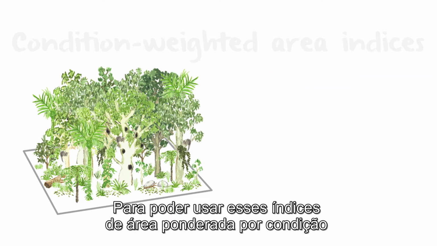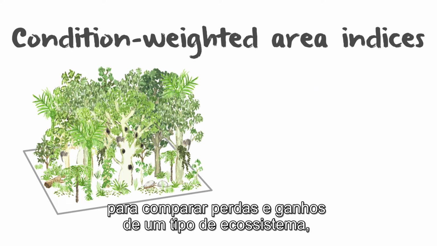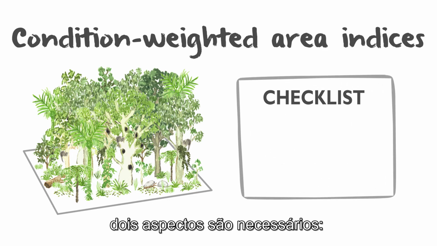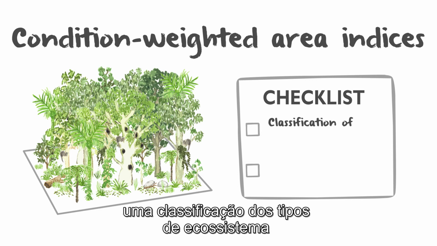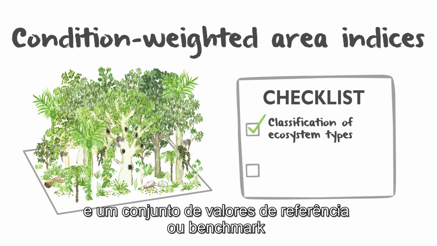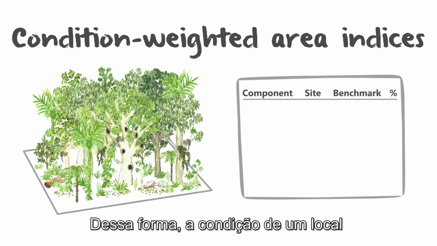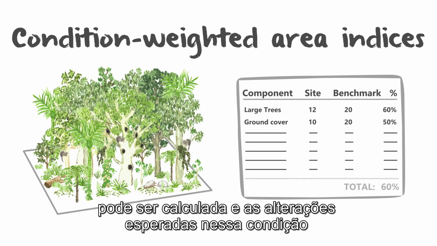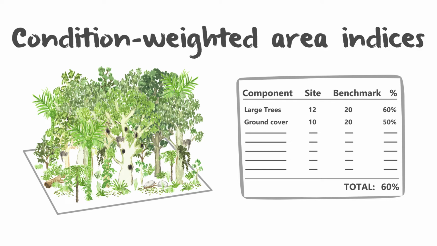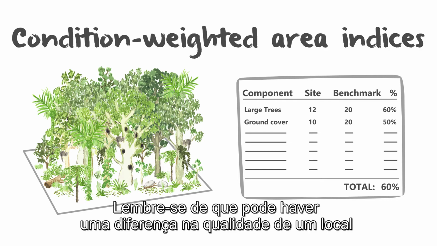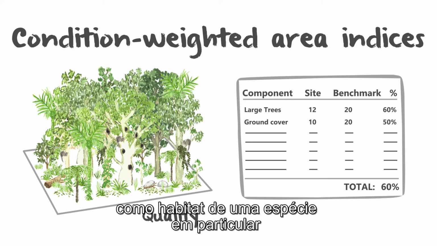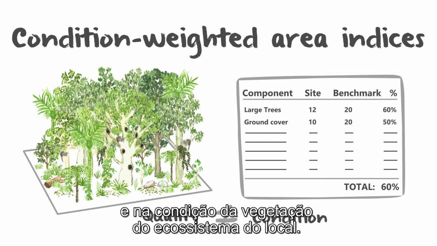To be able to use these condition-weighted area indices to compare losses and gains of an ecosystem type, you need two things to be in place: a classification of ecosystem types and a set of benchmark values for the components of vegetation in each ecosystem type. In this way, the condition of a site relative to a benchmark condition can be calculated, and expected changes in that condition, due to either the impact or the offset, can be estimated. Remember that there might be a difference in the quality of a site as habitat for a particular species and the vegetation condition of the ecosystem at that site.